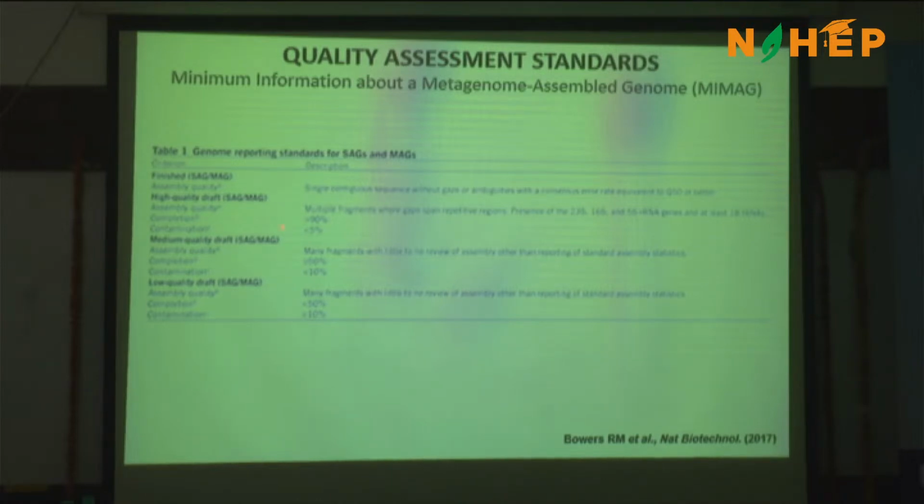To have a high quality draft genome, you need a minimum of 90% completeness, less than 5% contamination, and so on. Then you have medium quality and low quality. Yes?